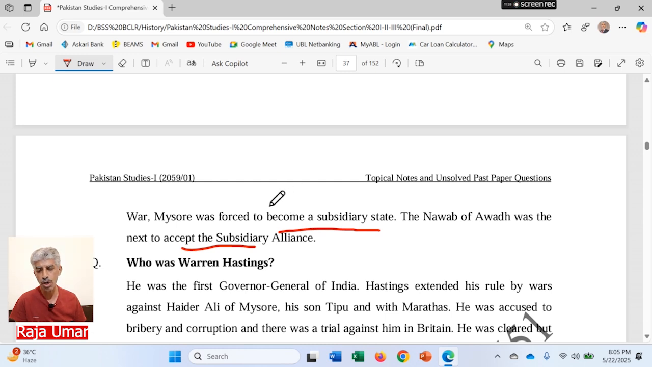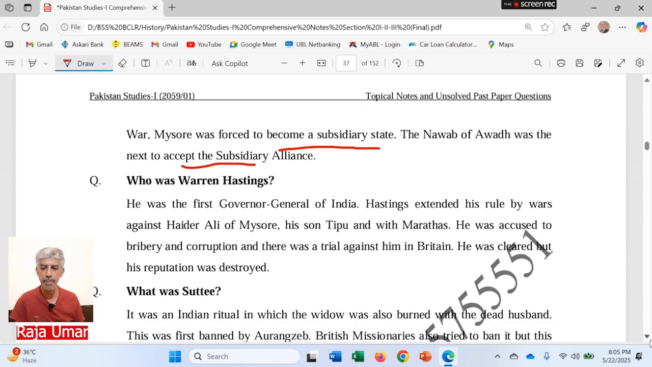So, this was a sort of alliance or agreement between the British and the local Nawabs, in which the British were taken as the security force of that state, so that the state would not face any attack by a neighboring state.